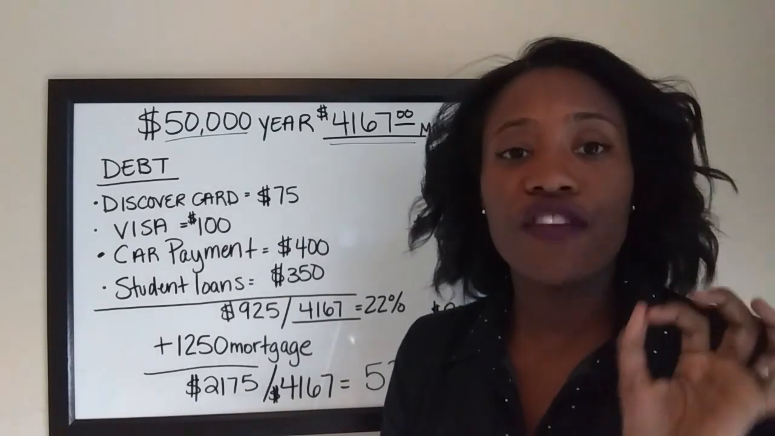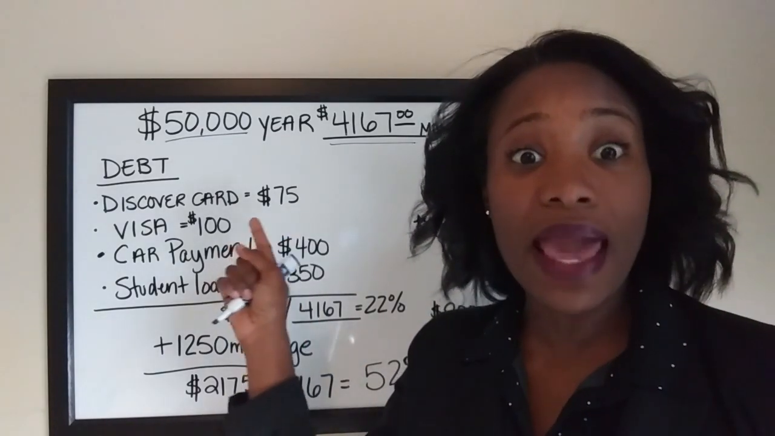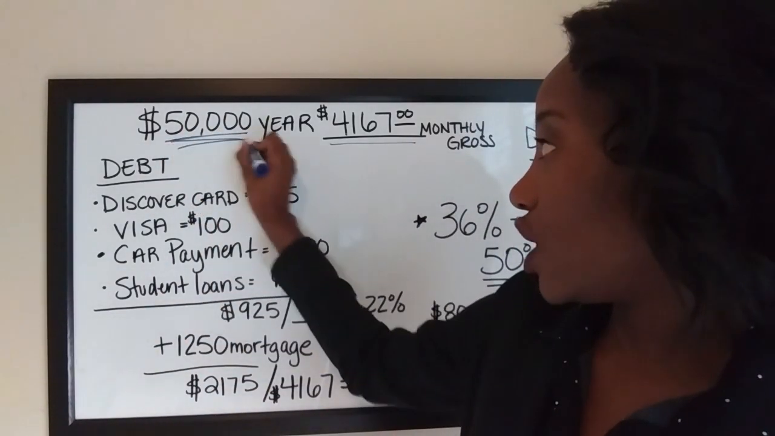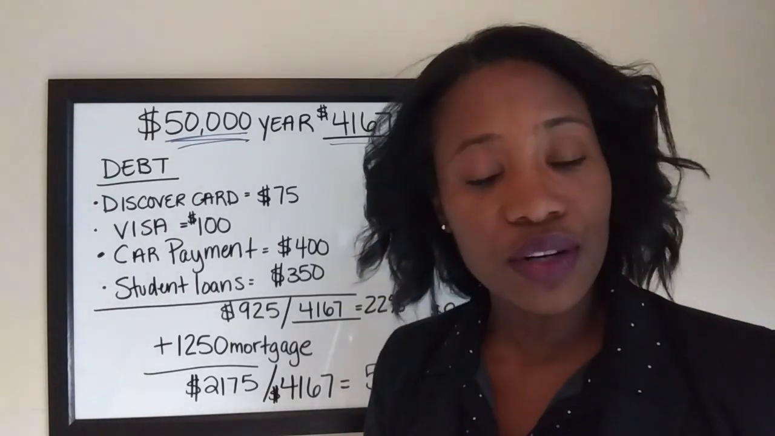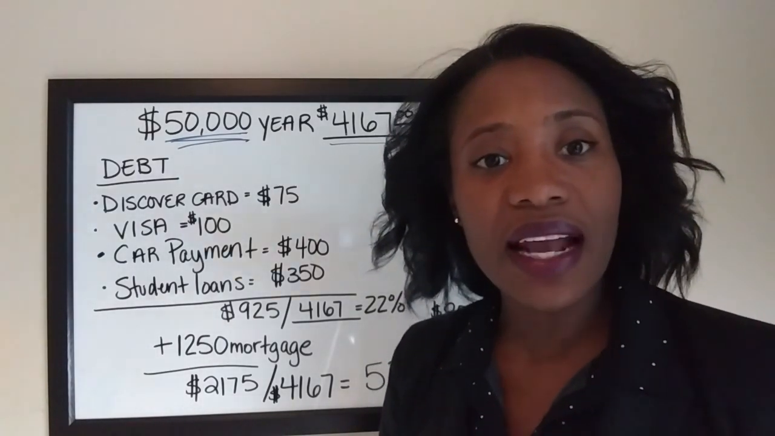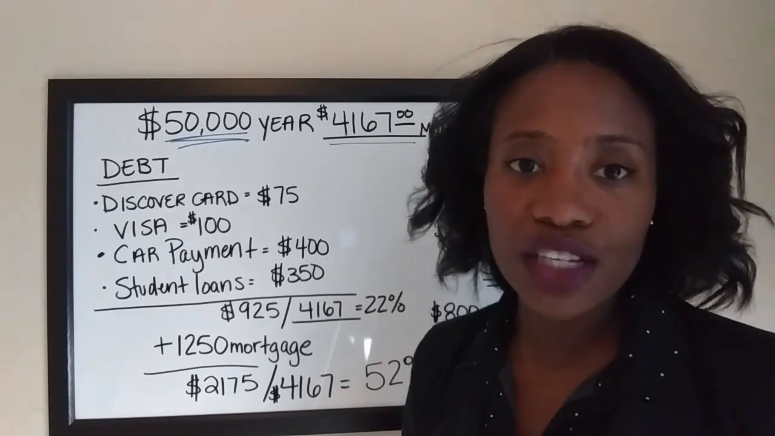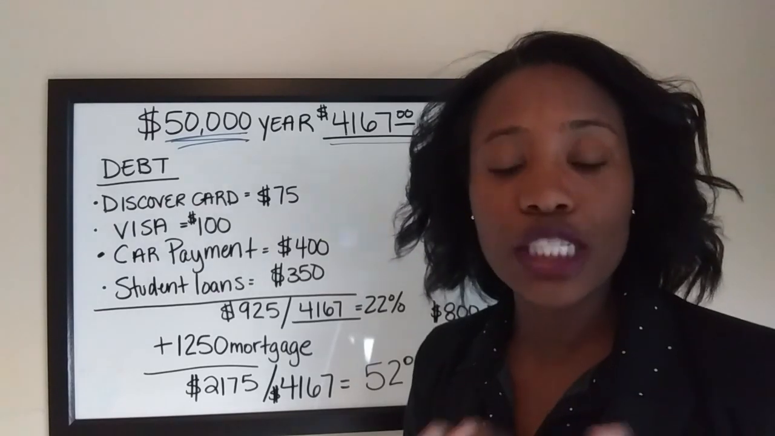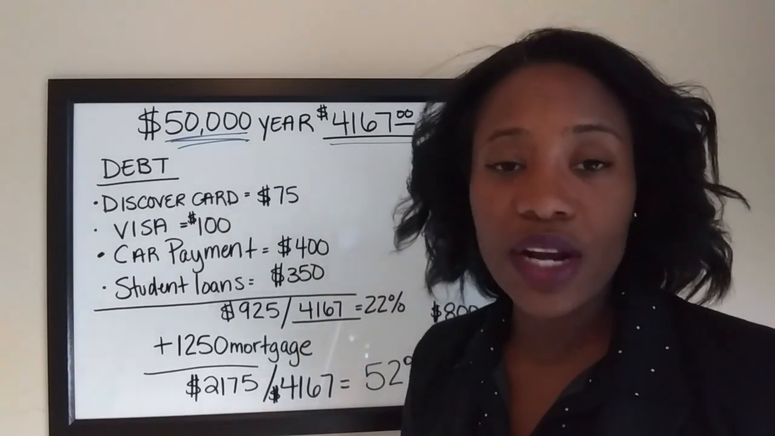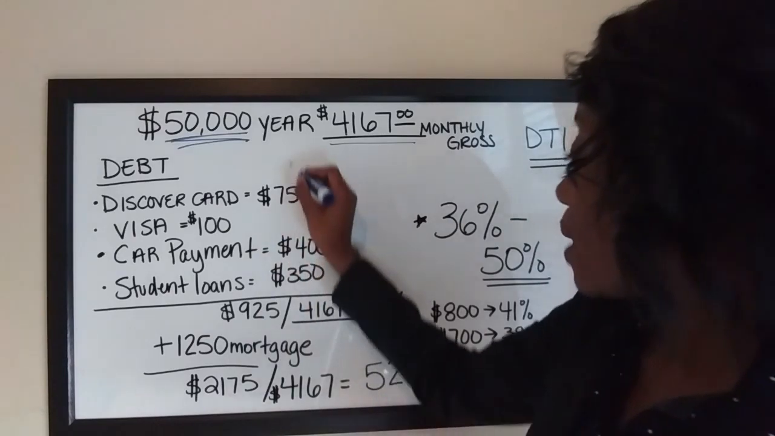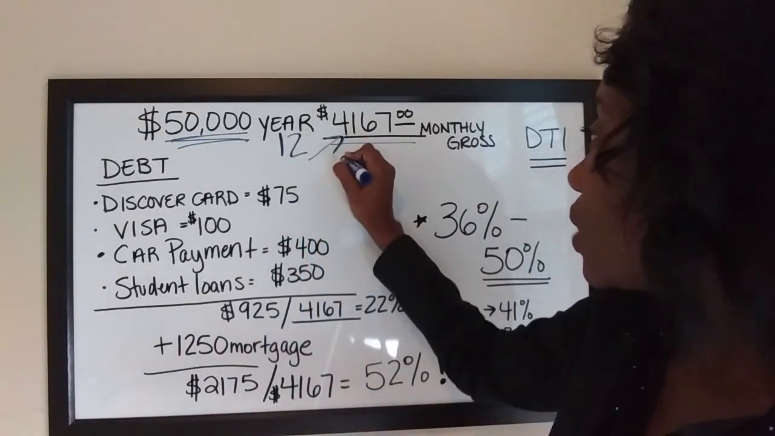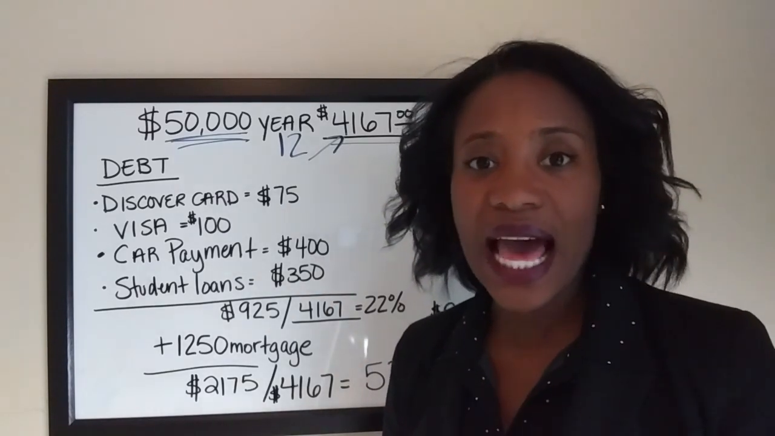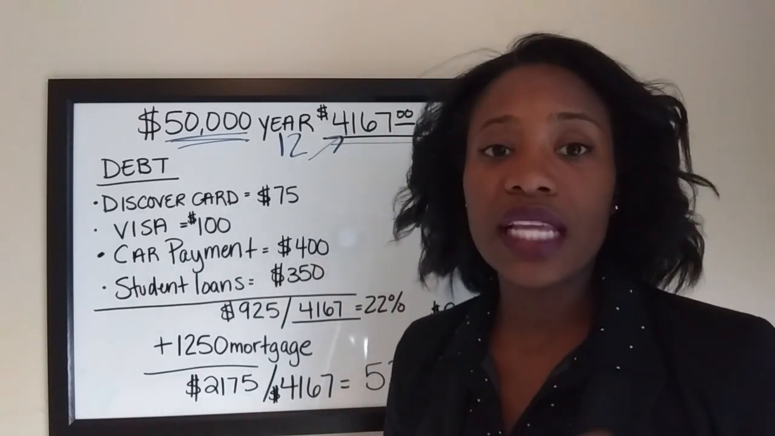So the first thing is you have to know how much you make. I'm going to give you an example of somebody making $50,000 a year. So you take whatever you make, your salary. If you're hourly, you want to add that up, or you want to look at your last tax return or your W-2 from this year, and you want to divide that number by 12. So whatever you make on a yearly basis, divide that number by 12, and that will give you your monthly gross income before any taxes are taken out.